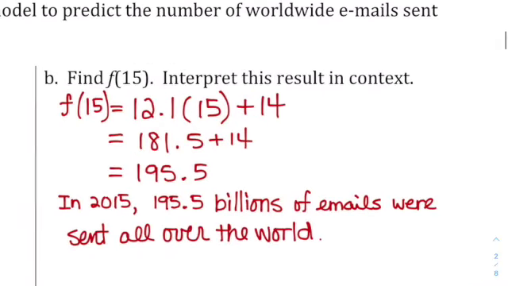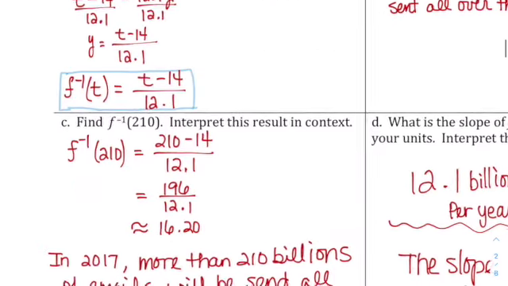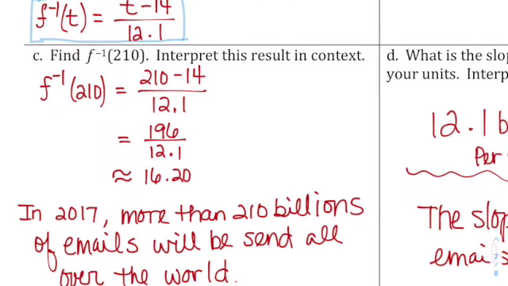Letter B. First of all, they just want you to find f of 15 from the original equation and then interpret the results in context. So in this case, I plug into the original equation, I get this number, 195.5. To interpret this, in 2015, because 15 is years since 2000, 195.5 billion emails were sent all over the world. That's the interpretation. C, when they say find f inverse of 210, interpret the results in context.